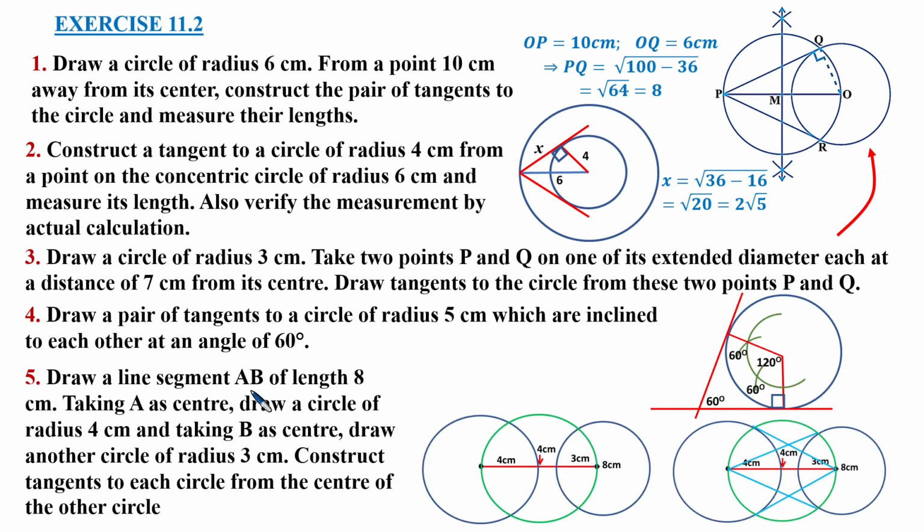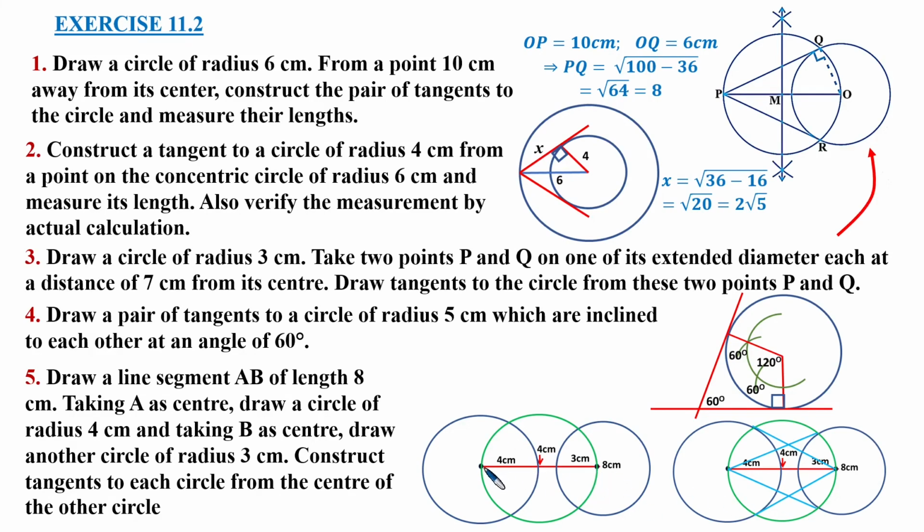5. Draw a line segment AB of length 8 centimeter. Taking A as the center, draw a circle of radius 4 centimeter. This is the 4 centimeter circle I have drawn. And taking B as center, draw another circle of radius 3 centimeter. Construct tangent to each circle from the center of the other circle. So from this center you draw a tangent, and from this center you draw a tangent. So this is very easy.